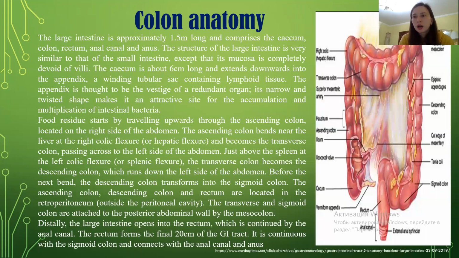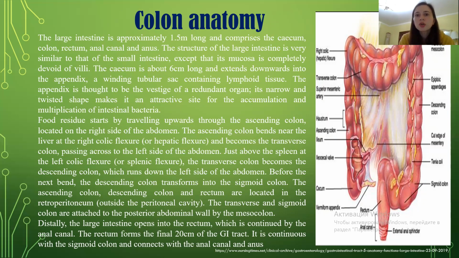So, some words about anatomy. The large intestine is approximately 1.5 meters long and comprises the cecum, colon, rectum, anal canal, and anus.